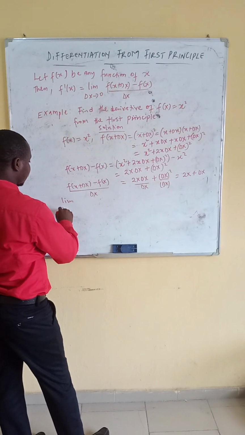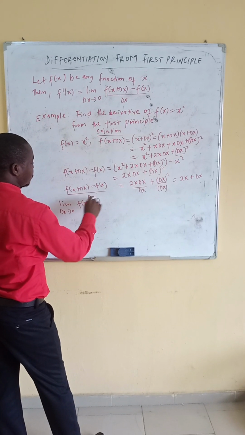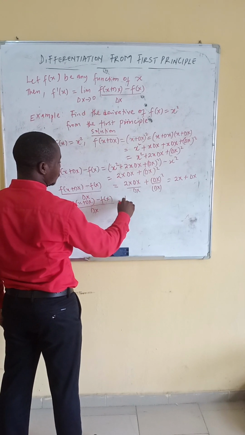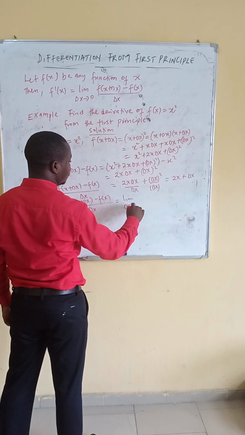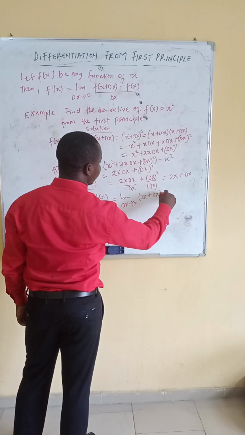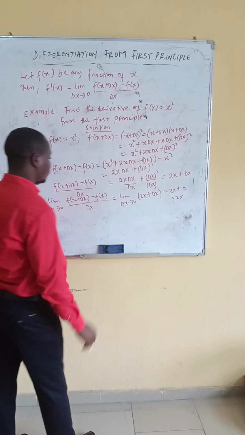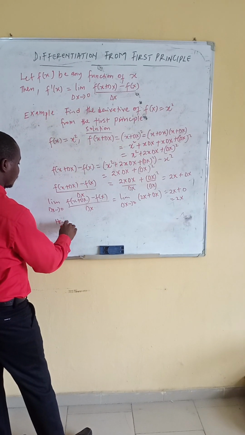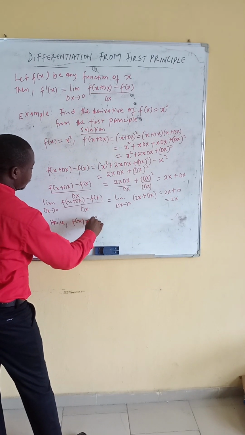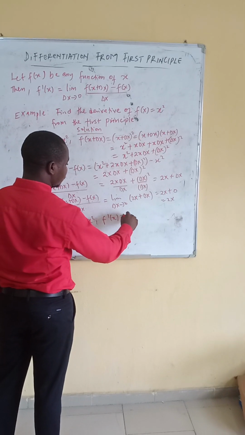Now taking the limit as change in x tends to 0, f of x plus change in x minus f of x all over change in x equals the limit as change in x tends to 0 of 2x plus change in x, which is going to be 2x plus 0. That's equal to 2x. Hence, if f of x is equal to x squared, then f prime of x is equal to 2x.